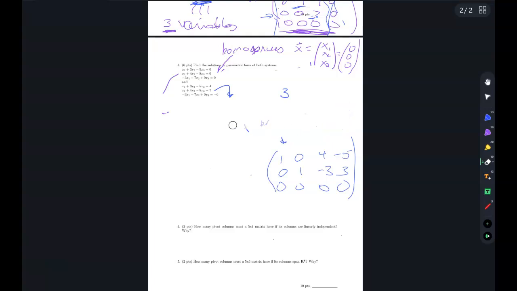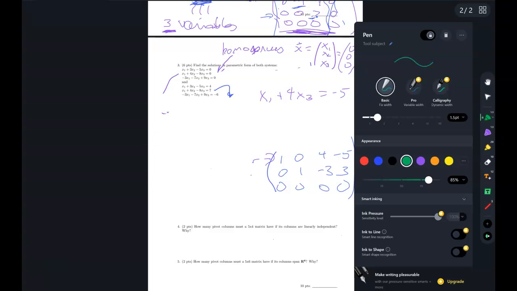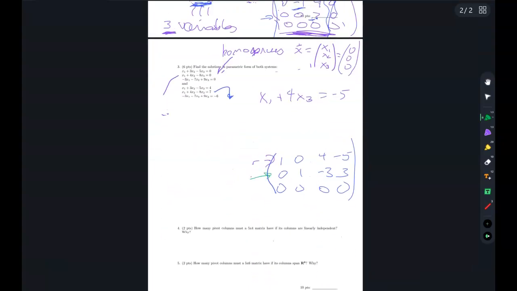Okay, so let's figure out what these rows are giving us. So the first row gives us x1 plus 4x3 equals negative 5. Remember, because it's the augmented. The second row gives me x2 minus 3x sub 3 equals 3. So you solve for your basic variables, right? These are my basic variables. So x1 is negative 5 minus 4x3, and my x sub 2 is 3 plus 3x sub 3.